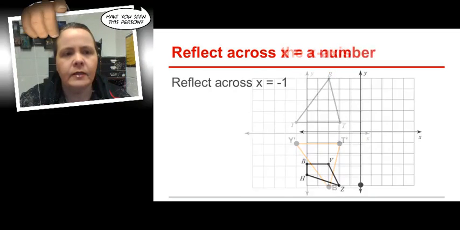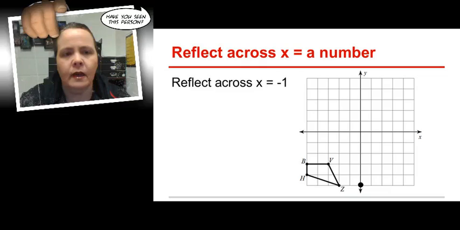Now, let's look at another problem. Here we're going to reflect across x equals a number. And in this case, we're reflecting across x equals -1. We haven't done this before, but basically what we do is we go to the x-axis and we find the place where x equals -1, and we're going to draw a line there. So I locate -1 on the x-axis, and my line is right there.